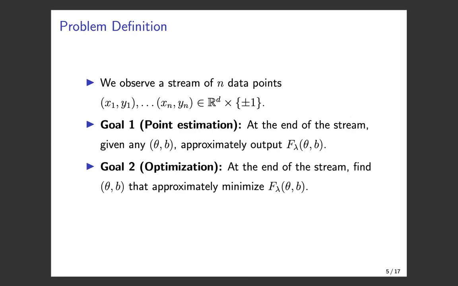Okay, the second goal we focus on is optimization. So at the end of the stream, we want to be able to find parameters that approximately minimize this objective. Okay, and in both cases, we want to minimize the space usage, and we want to do so without any distributional assumptions on the data stream.